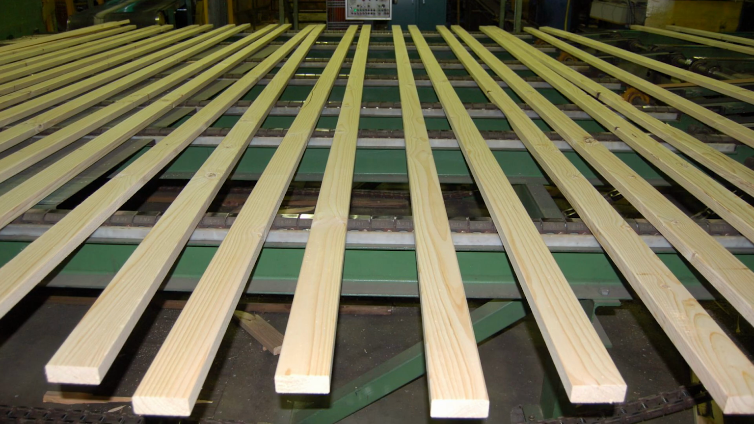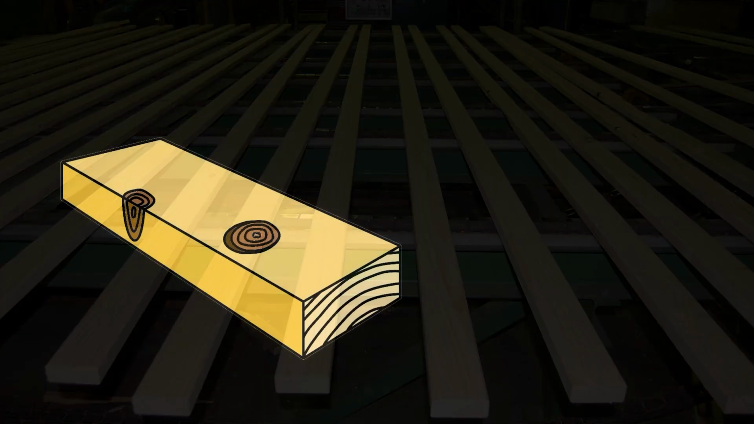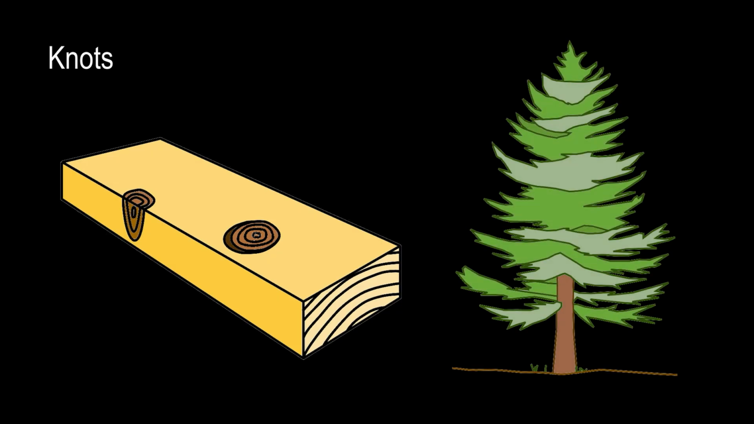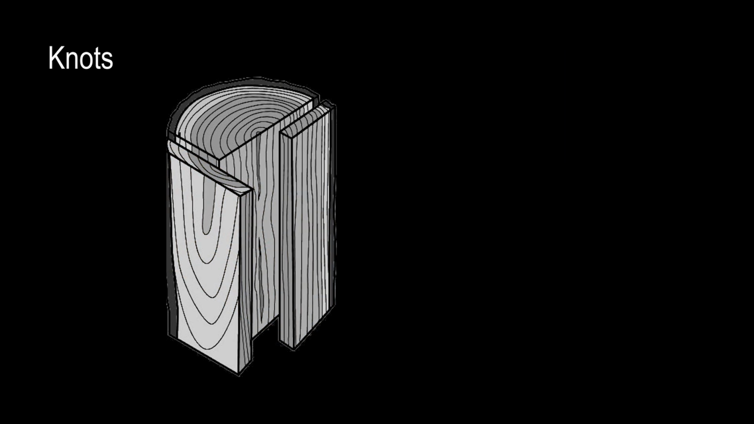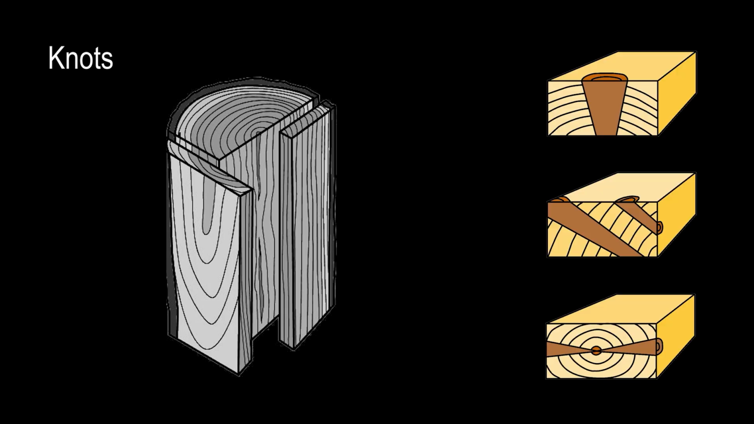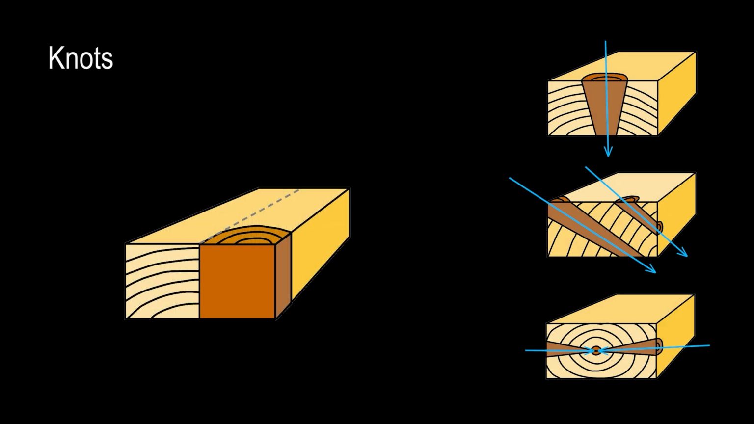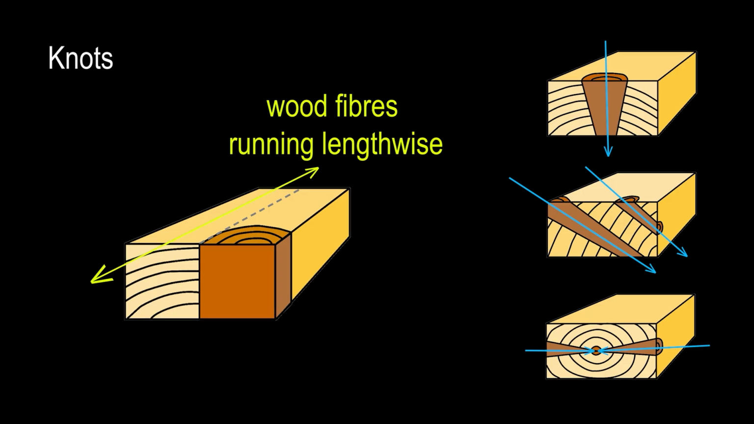Let's look at the main types of strength-reducing defects that occur in the pines, starting with knots. Knots are branches from the growing tree that have been cut through when the log is resawn. Depending on the angle of the cut, the same knot can look different in a back-sawn board compared to a quarter-sawn board. You can see from these examples that all of the knots are running back towards the pith, because that's where they began their growth in the tree. Knots reduce the strength of a board because they take up space that would otherwise be occupied by the wood fibers running lengthwise.